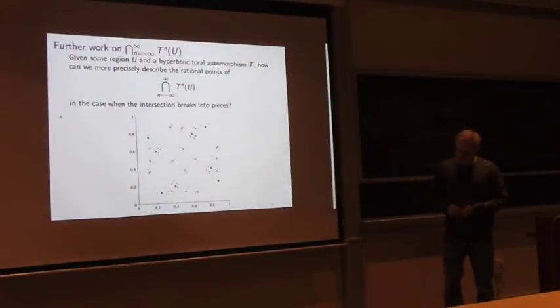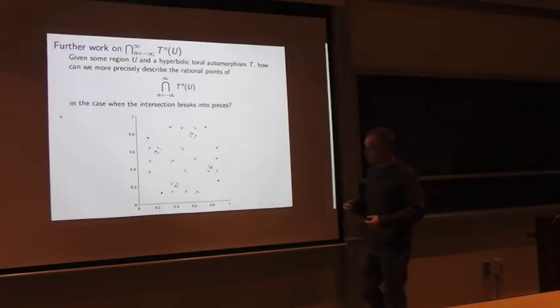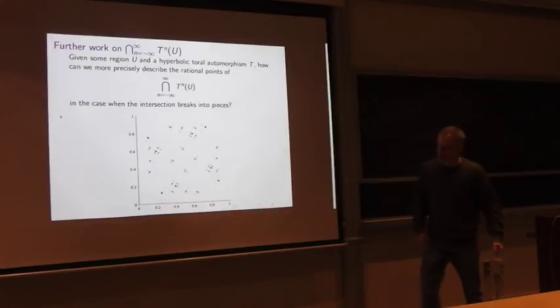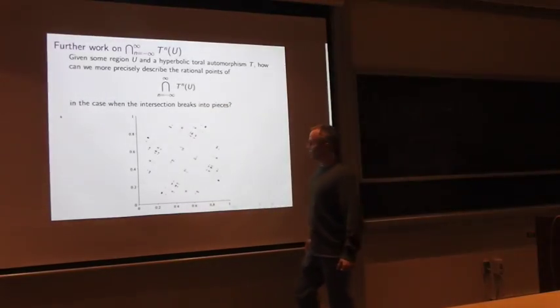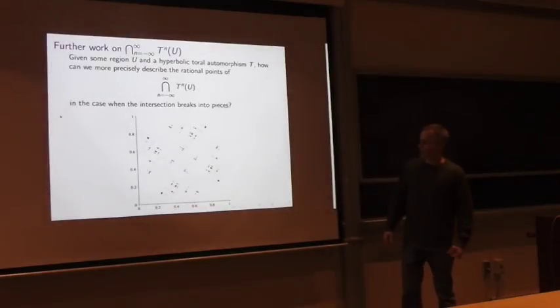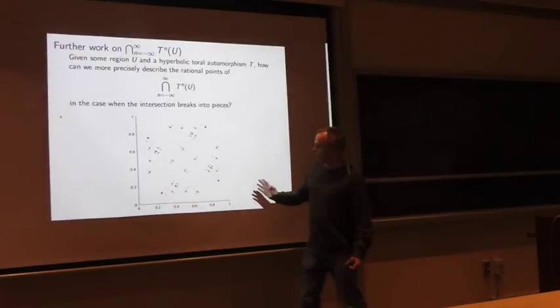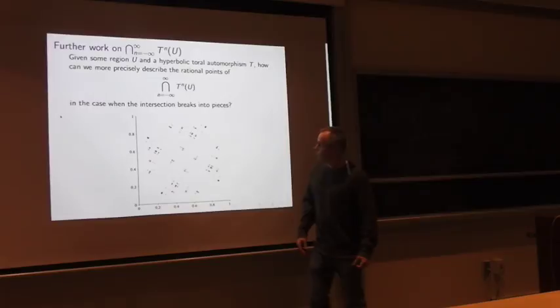when we have a region of the torus, and we apply a hyperbolic toroidal automorphism, like this very basic one, the Fibonacci one, sometimes called the hat map, and we intersect it with its inverse, and we take the rational points, what do we get?